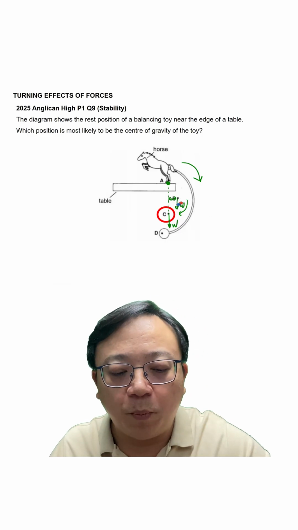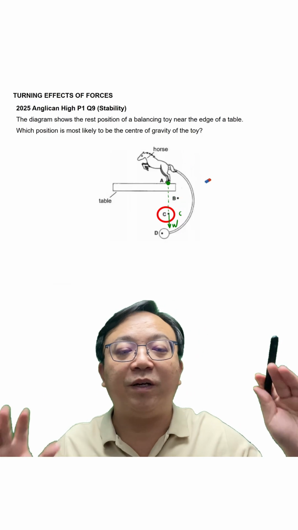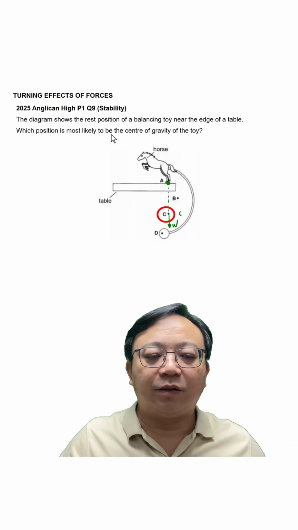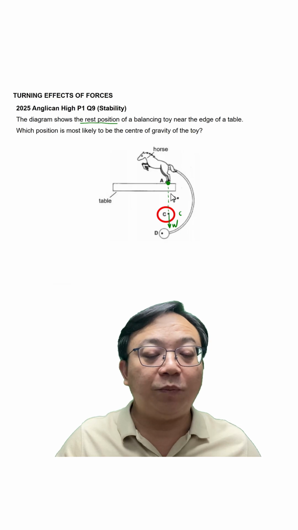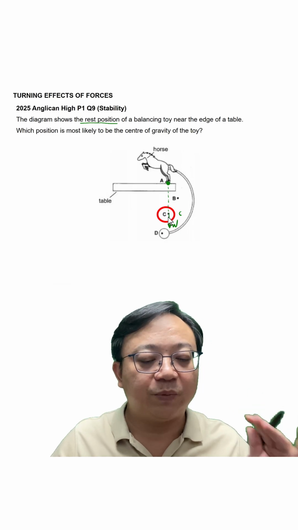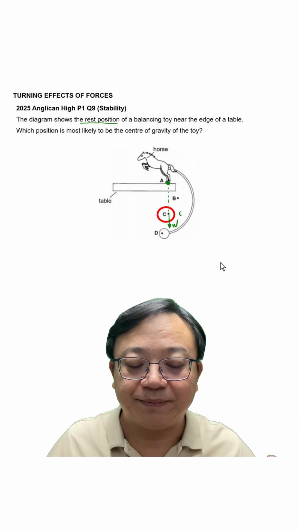There must be no perpendicular distance. There must be no rotation. Okay? So they say the toy stays balanced near the edge, at the rest position, right? So when it is at rest, that means the CG must be directly below the pivot. So the best answer is C.